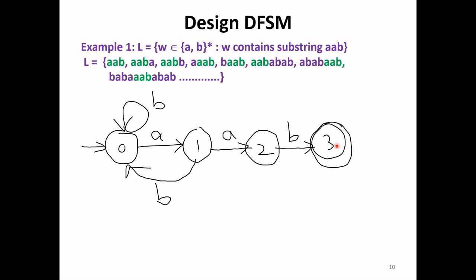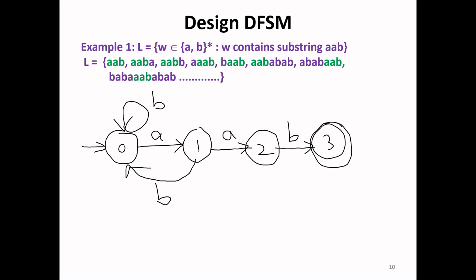So I hope it's clear now. From state 1, one compulsory transition going to state 2 for input A, and for B it is going to state 0. So state 1 is over. Next come to state 2. In state 2, for B I have a compulsory transition to state 3. What about A? Can I take a self loop? Yes, I can take a self loop.